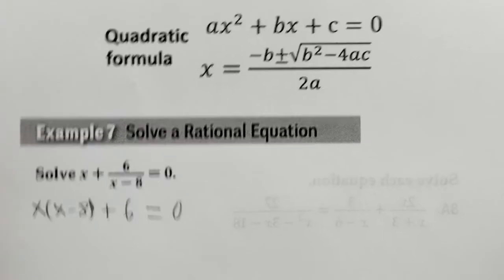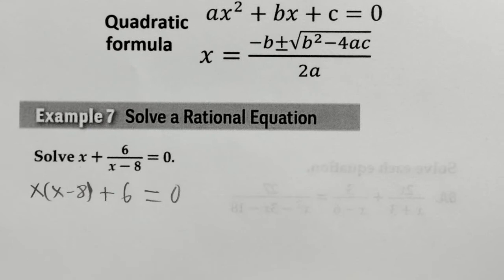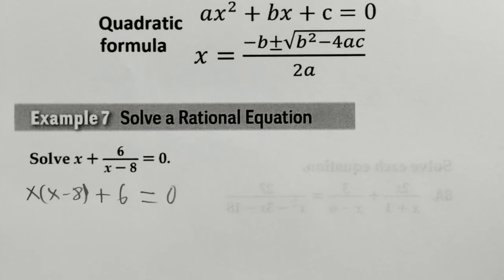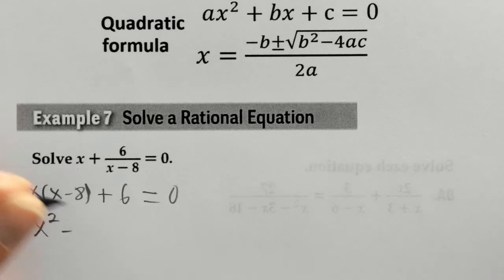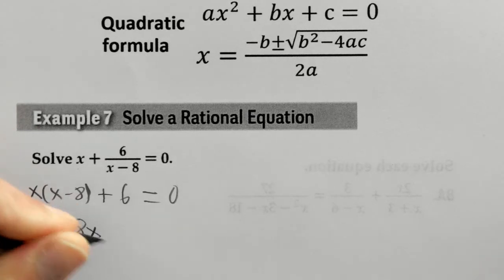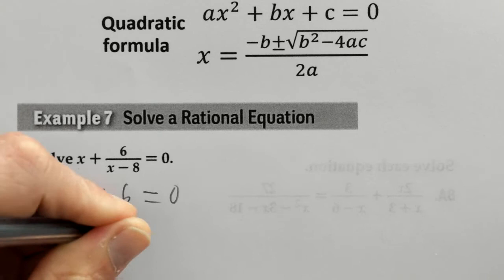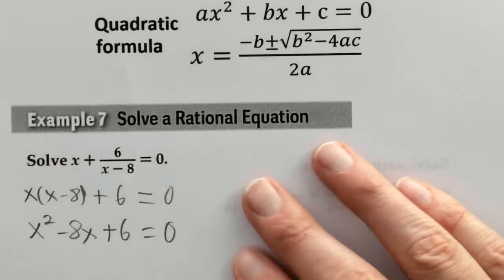Multiplying through by the least common denominator helps us because it gets rid of all the fractions in the equation, and now we're in good shape. So x times x is x squared, minus 8x, plus 6 is equal to 0.